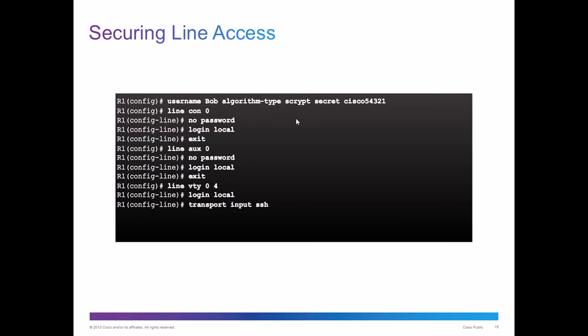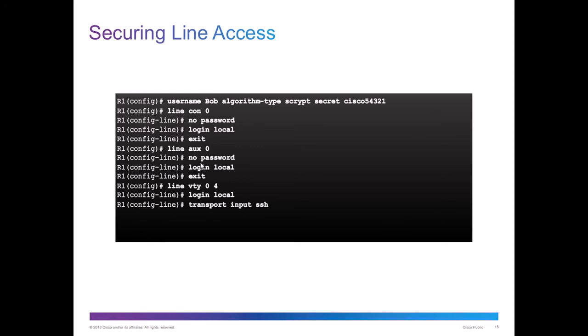All right, so this is how you would set up the line console, the line auxiliary, and the line VTY. All of them will need to use a username and a password. So write this down for line access. If you have any questions, by the way, please bring them into class. All right, so this is important.